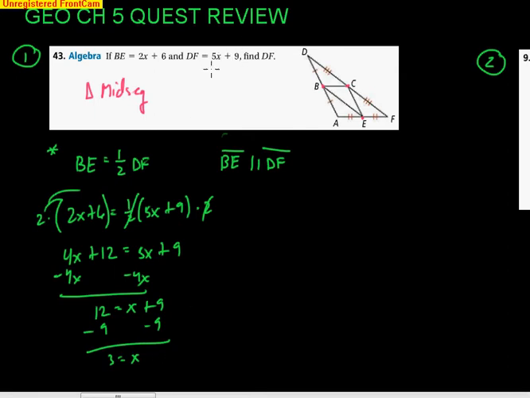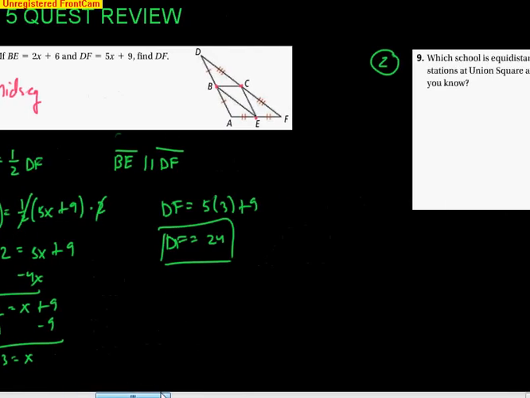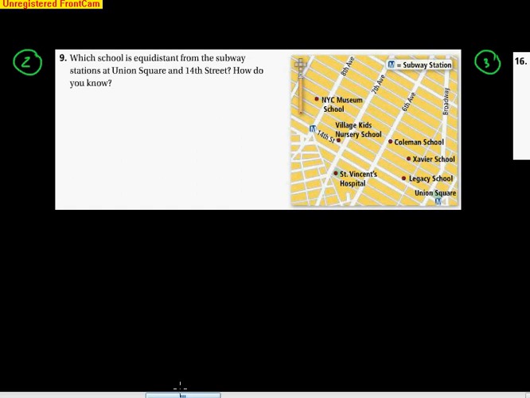So now if they want DF, you just plug it back in. So DF equals 5 times 3 plus 9. DF equals 15 plus 9, which is 24. Triangle midsegment theorem. Okay. Next, take a look at number 2.